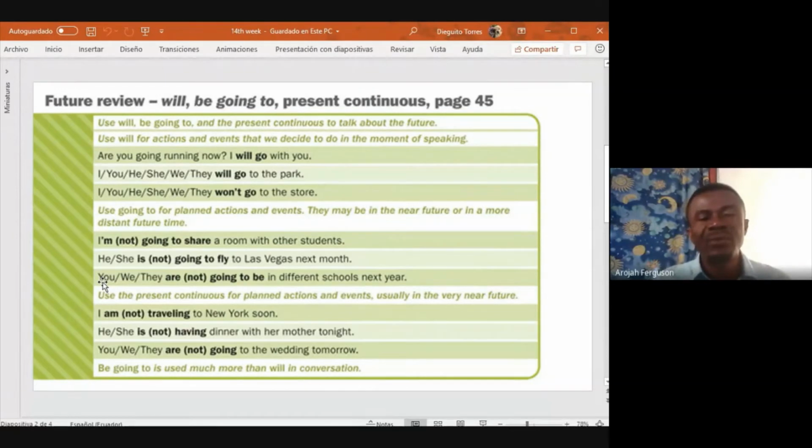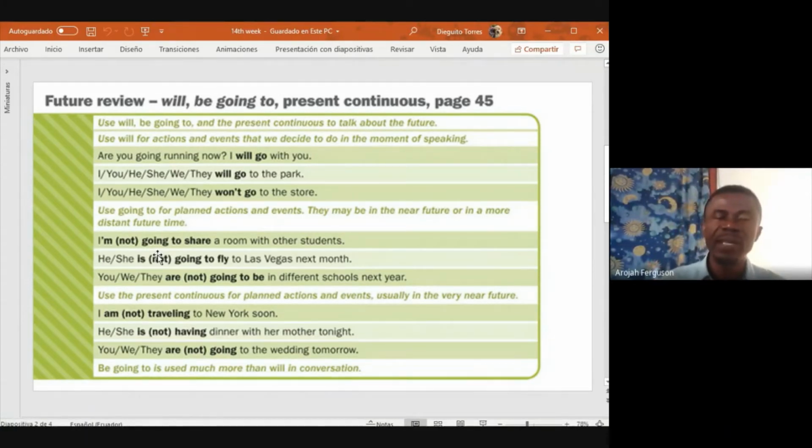So let's look at the next one, also the grammar that has to do with going to. Let's limit it to the present continuous form. I am not going to share a room with other students. So, not going to share a room: I want to use the room alone, all by myself.